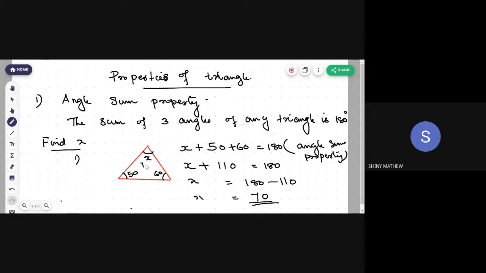When we get 70, adding these three angles gives 180, so you can verify that way. Okay, now our answer is correct. So in the same way we can do one more question. All of you completed this one? Do it fast, quickly.